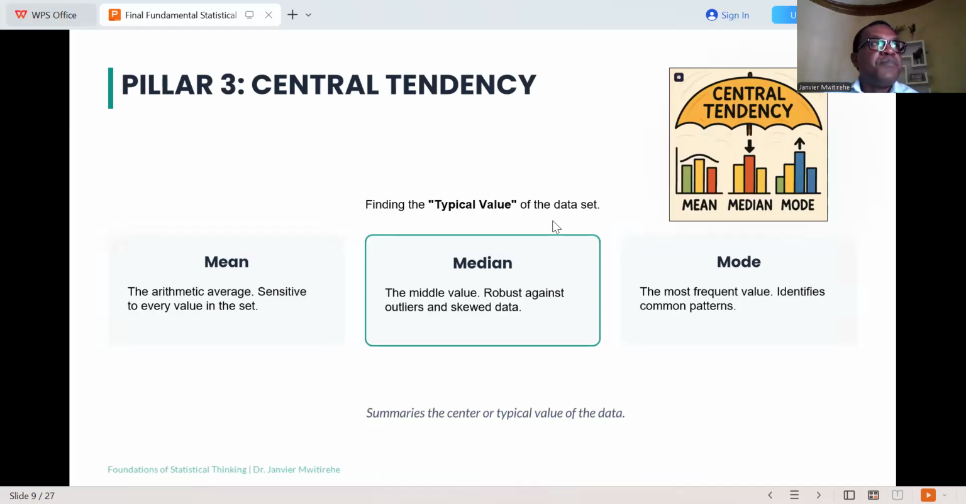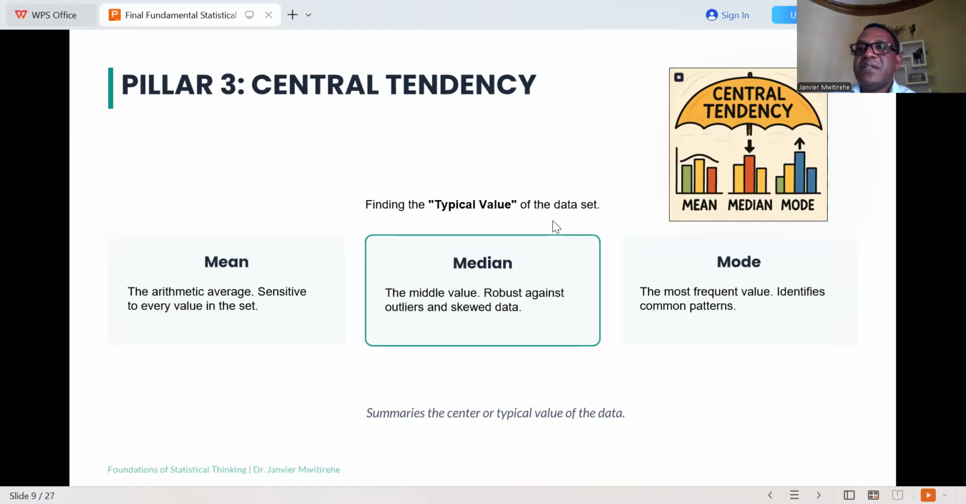Welcome back. Pillar number 3, central tendency. I think from our previous sessions, we talked a little bit about finding the typical value of the data set. So this is the work under this pillar. And we have 3 typical values.